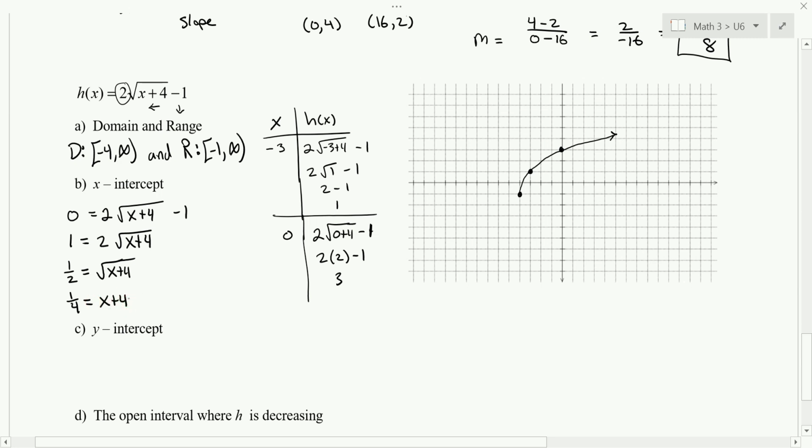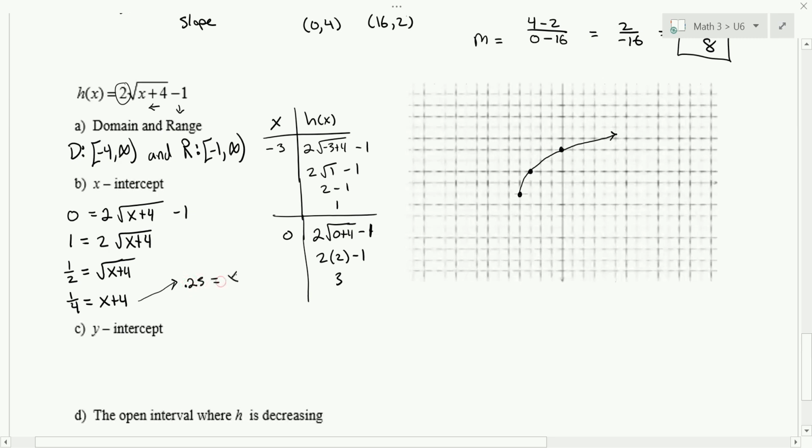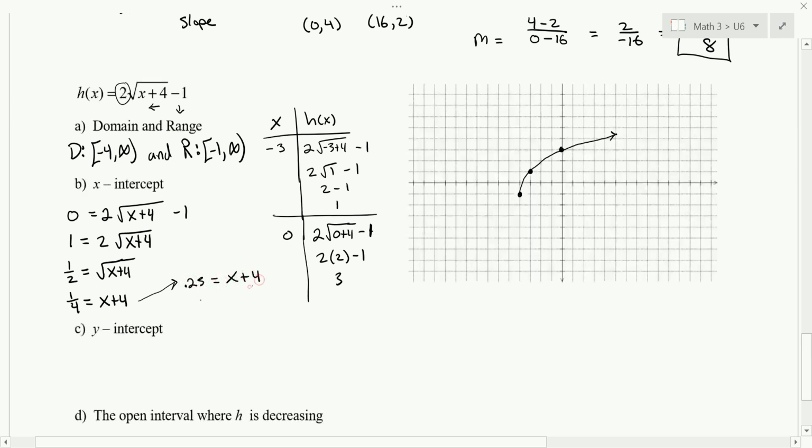If you want to think about it in terms of graphing, it's easier to graph when you're working with decimals. So I'm going to change that 1/4 to 0.25. And then I'm going to subtract 4 from both sides of the equation. I end up with negative 3.75. And that's believable. That looks like probably where that graph is crossing the x-axis at negative 3.75.